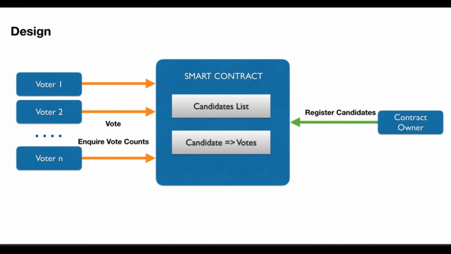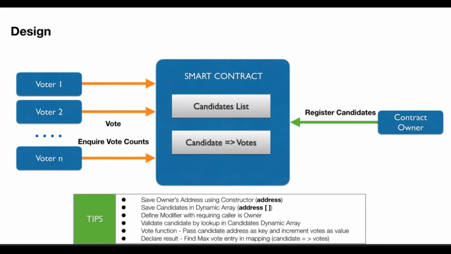Welcome. I'm sure you must have some idea now how you can design your smart contract. Let's see one of the possible designs. First of all, define state variable of address data type to store contract owner address. Define dynamic array of address data type to store the addresses of registered candidates. Then define a mapping table with candidate address as key and number of received votes as value.